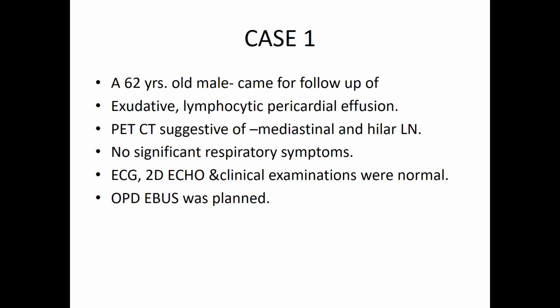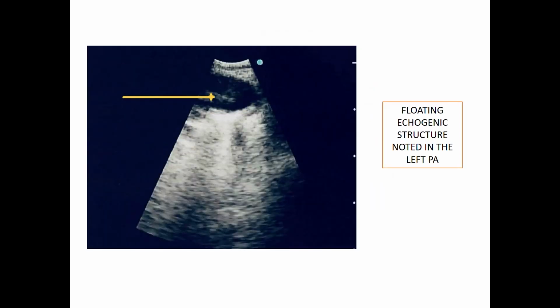Apart from that it is a very simple case. You are suspecting a malignant or a tubercular pathology because of the lymphocytic exudative pericardial effusion, and you have planned to do an OP EBUS. On OP EBUS, while your main focus is to make the diagnosis, you have found a certain floating echogenic structure within the left pulmonary artery.